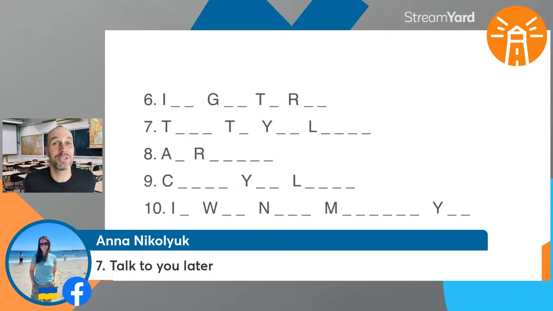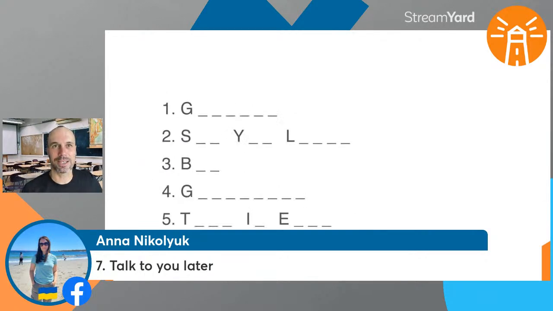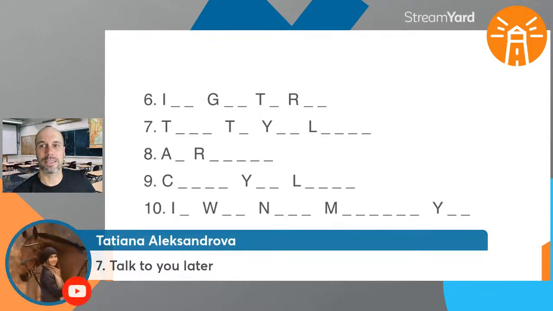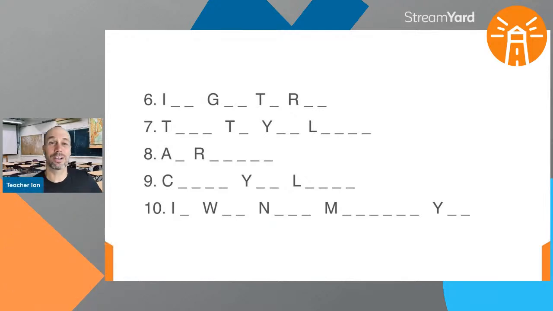Talk to you later. This is kind of like see you later. So last one we did, see you later, number 2. This is talk to you later, which is kind of the same thing, right? So again, we are pretty sure we're going to see that person again, and we're going to have a conversation with them again in the future. Great. Talk to you later. You got that one too, Tatiana. That's great.